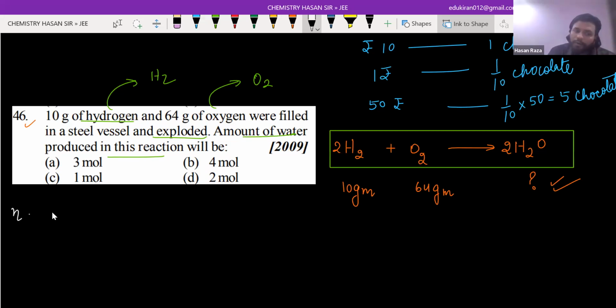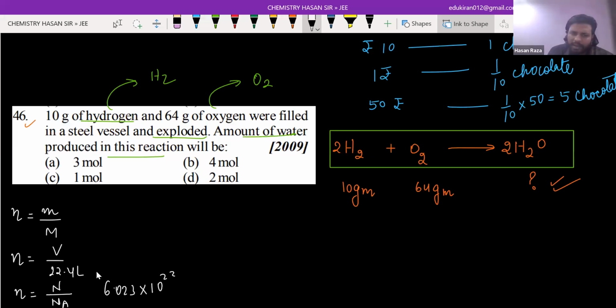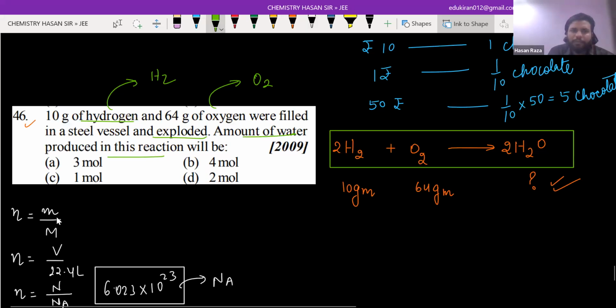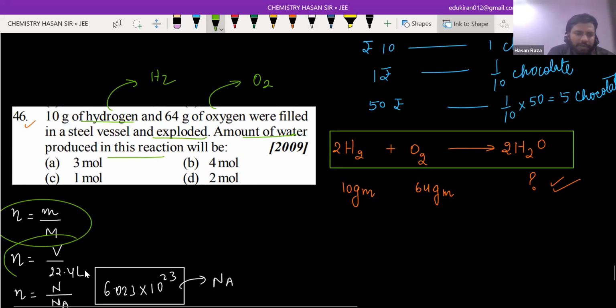Okay. Number of moles has three formulas. The first one: if mass is given, mass upon molar mass. The second one: if volume is given, volume upon 22.4 liter. The third one: if number of particles is given, number of particles upon Avogadro number. And I hope everyone knows the value of Avogadro number, right? 6.023 or 6.02, you can take, raised to the power 23 is the value of NA. So you have three formulas of number of moles: given mass upon molar mass, volume upon 22.4 liter if volume is given, and if number of particles is given, number of particles upon Avogadro number.